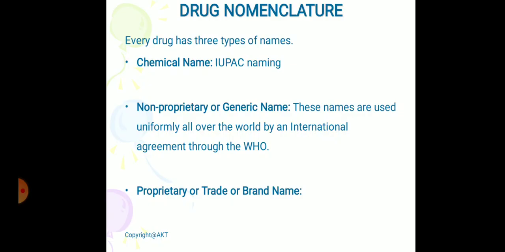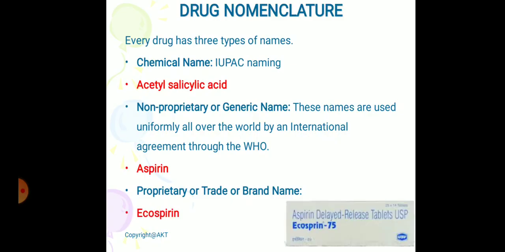So easy example I am giving here, aspirin. It's a well-known drug. So generic name is aspirin, while chemical name is acetyl salicylic acid. While when it is manufactured by USP, it is known as Ecosprin. So this is important. Kindly note down. It can be asked for exam.